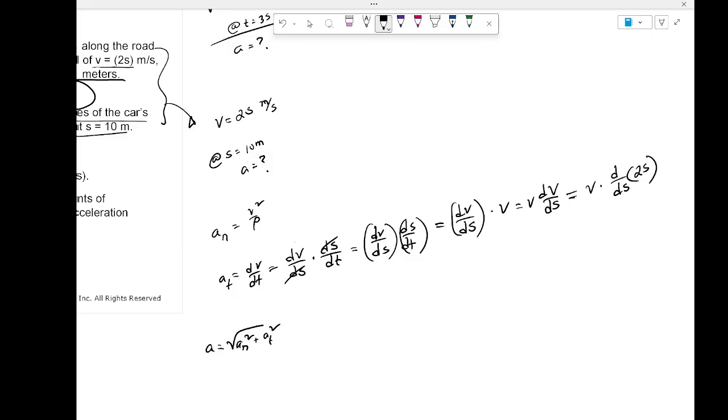Now you know this ds over dt is v, right? This is the velocity equation. So that's what I did. I just plug in v. What do I have left? dv over ds, right? So in this dv over ds, I know v is actually 2s. Do I know that? It's given. It's not like I know it from other places. It's given, right?